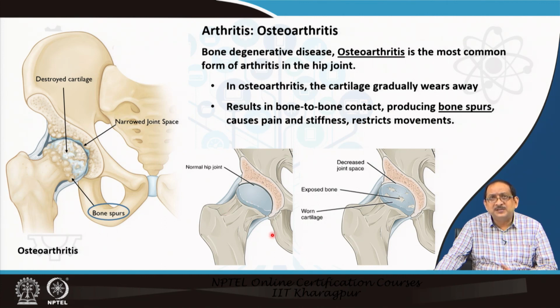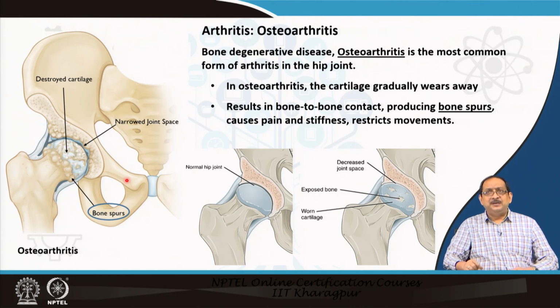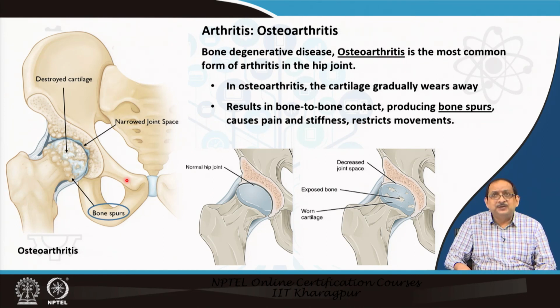Now, once it wears away, it results in bone to bone contact, producing bone spurs, eventually causing pain and stiffness and restricted movements.